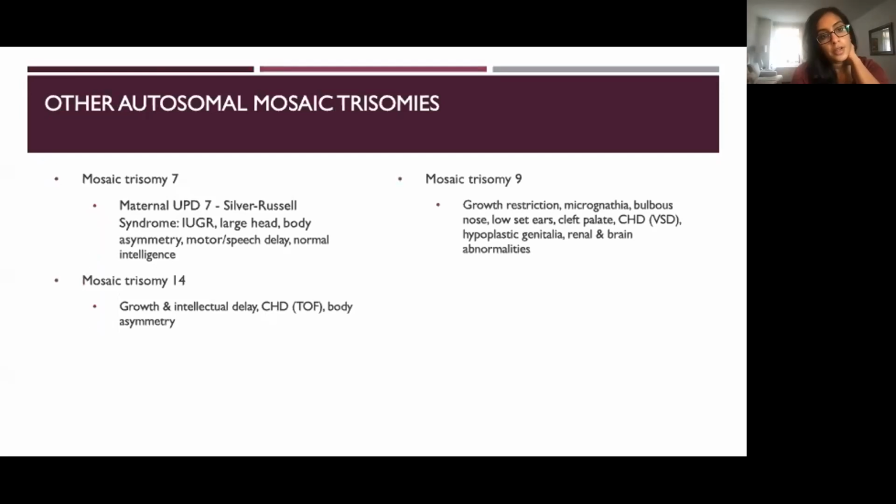And there are other autosomal mosaic trisomies. So trisomy 7 is what we see in maternal uniparental disomy with Silver-Russell syndrome. You can see FGR, a large head, body asymmetry, motor and speech delays, and normal intelligence. In mosaic trisomy 14, there can be growth and intellectual delays. You can see tetralogy of Fallot or body asymmetry. And then mosaic trisomy 9 can have growth restriction, micrognathia, bulbous nose, low set ears, cleft palate, congenital heart defects, hypoplastic genitalia, as well as renal and brain abnormalities.